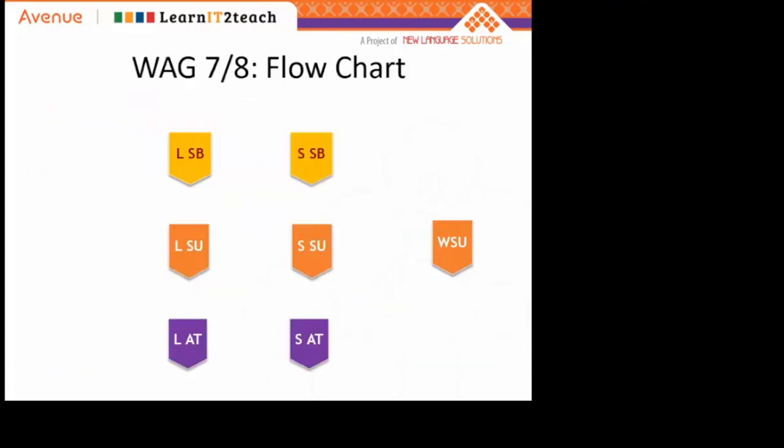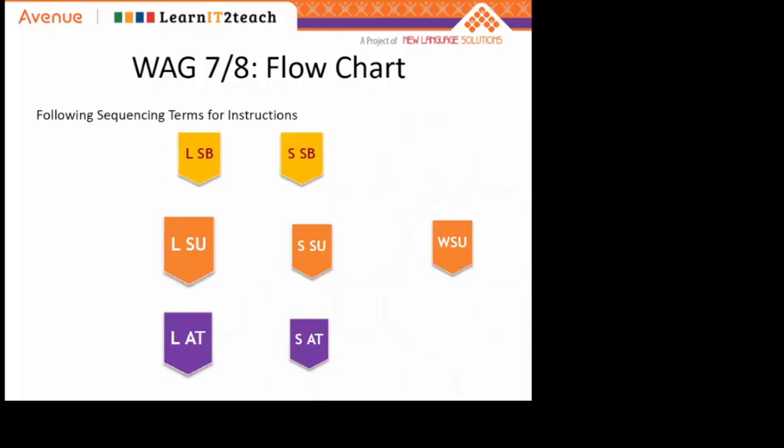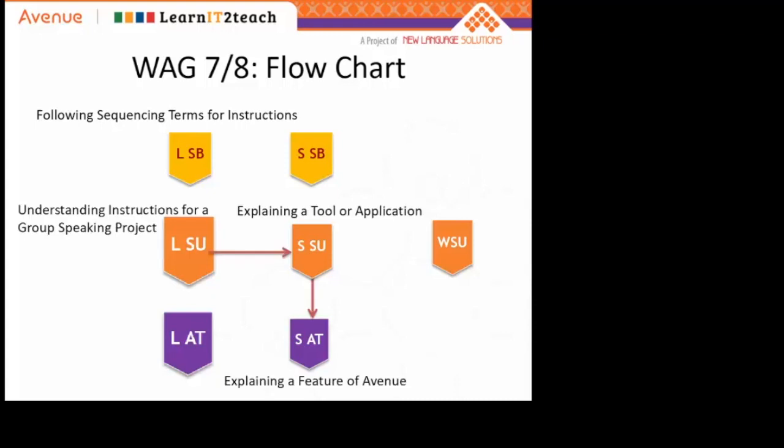At the heart of the module are the listening tasks. Some of the skill building tasks for listening and speaking support both skills. For example, the listening skill building activity, following sequencing terms for instructions, helps learners to recognize and use these terms. In the listening skill using activity, learners listen to a slideshow presentation with instructions to complete a group speaking project. Learners are asked to explain to a small group of peers how to use a certain online app.